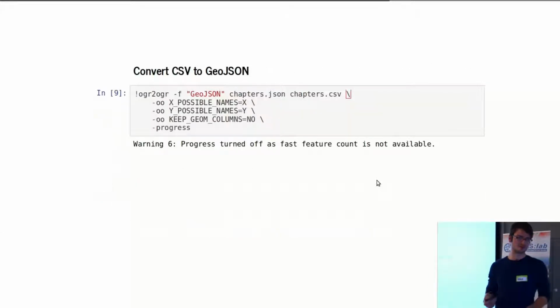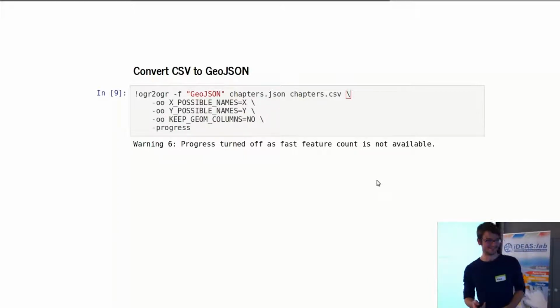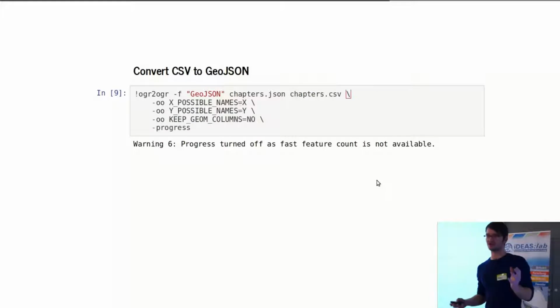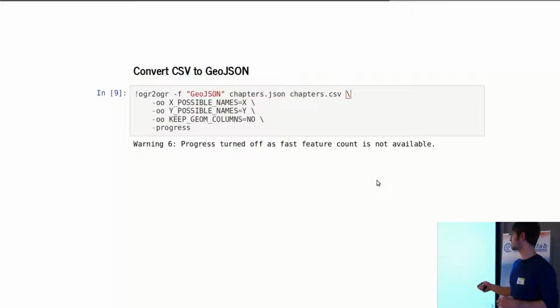You can also do CSV to GeoJSON, then you would have to add this. Yes, this is not an error. When you have a large file, you will get this message here that the progress won't work.